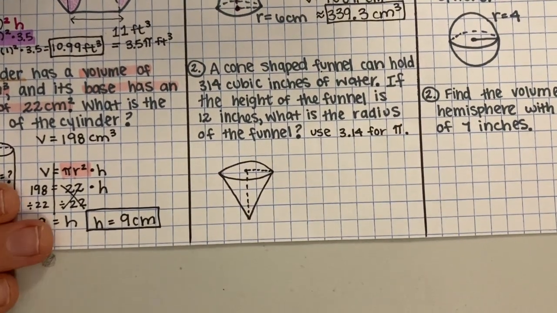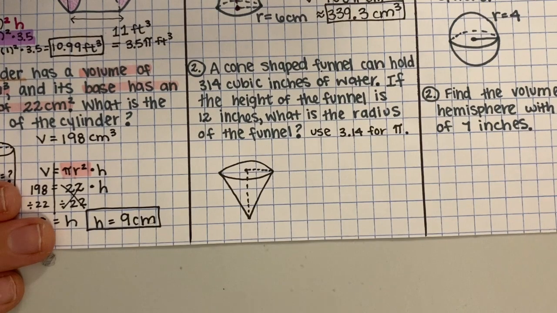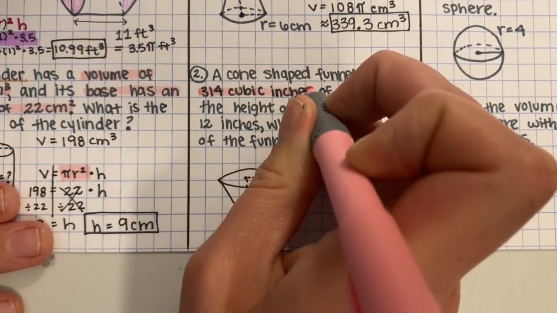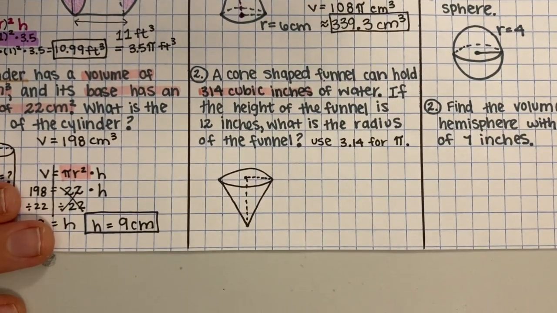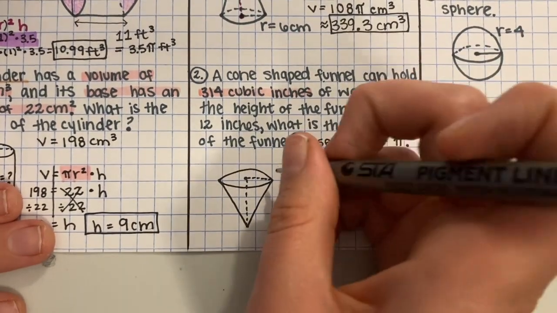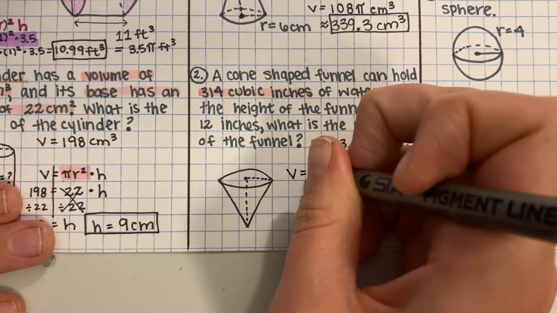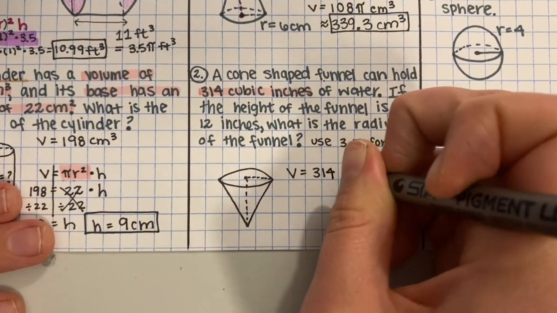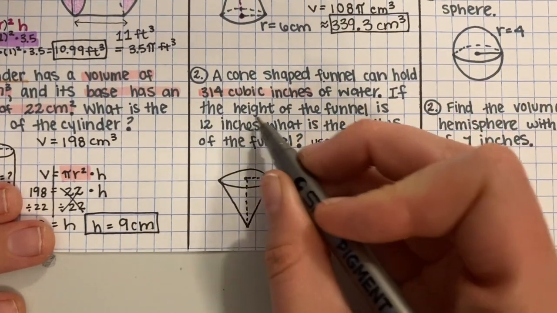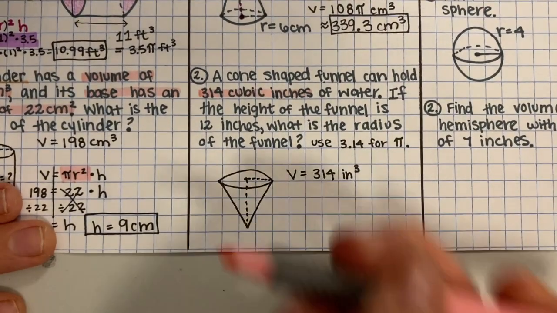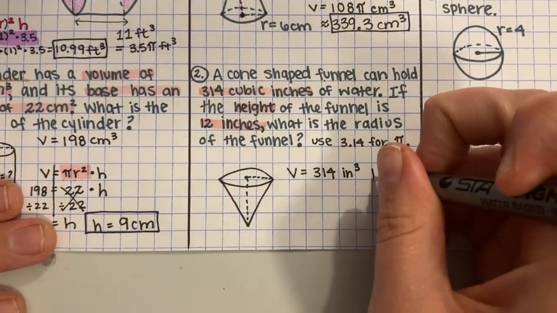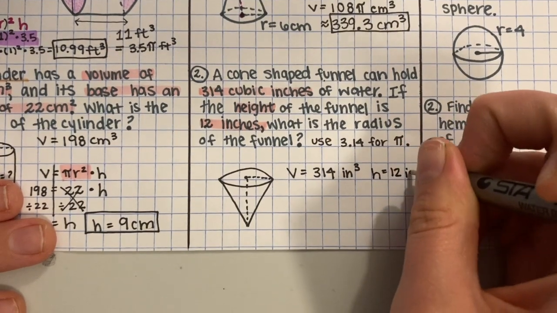So now that I drew my shape, I'm going to go through and identify the information I know. So it can hold 314 cubic inches. Cubic is our 3, so that's volume. So the volume is 314 inches cubed of water. If the height of the funnel is 12, another piece of information we know is that the height is 12 inches.